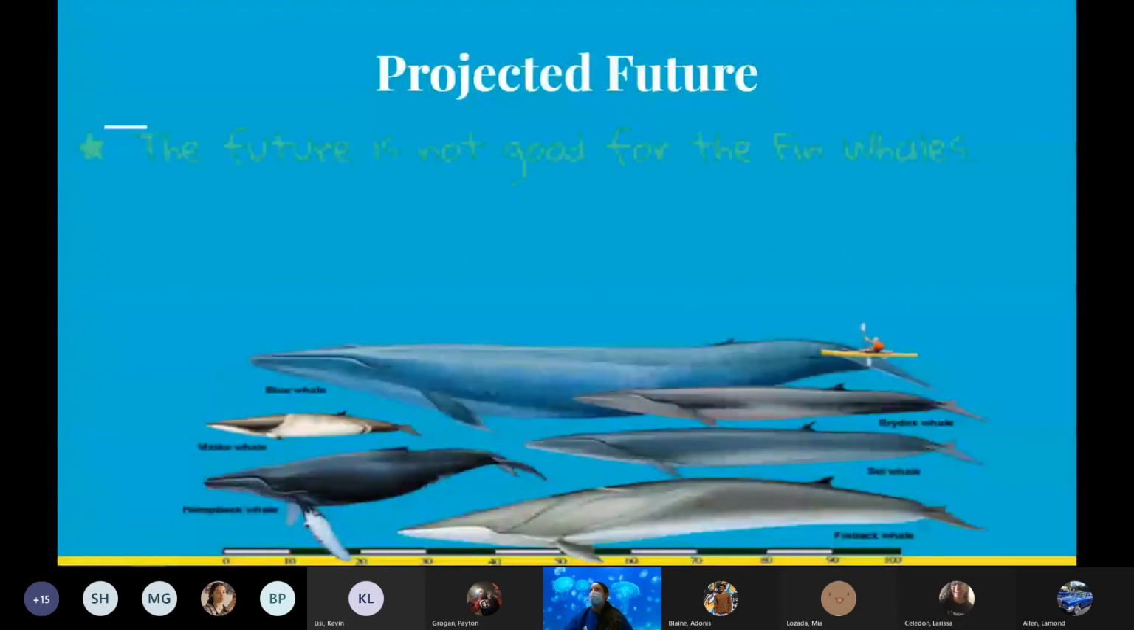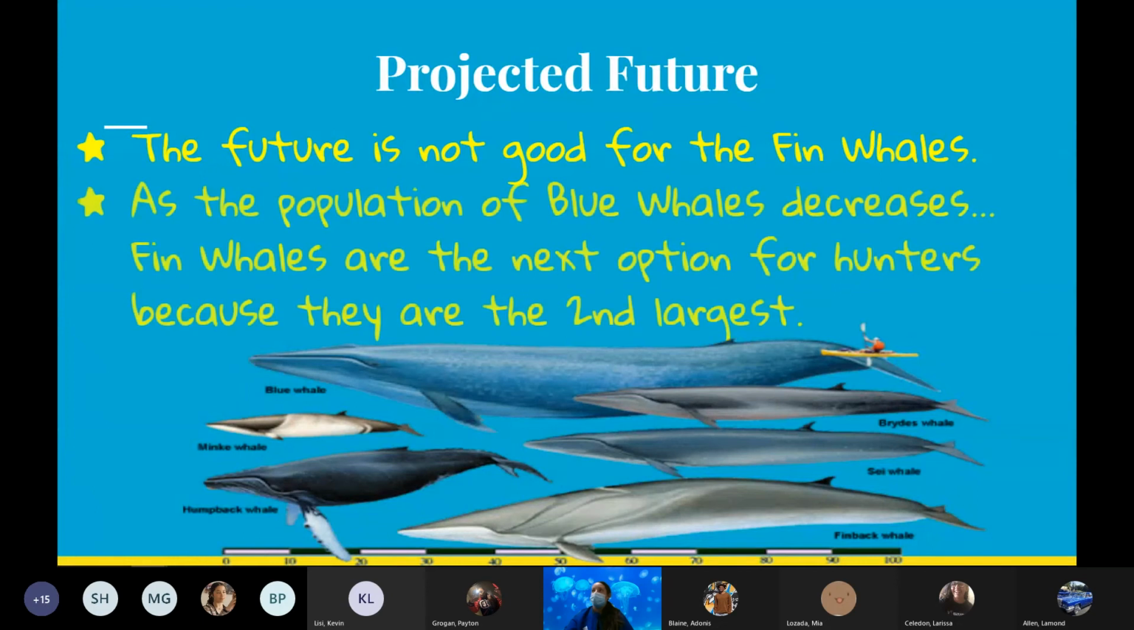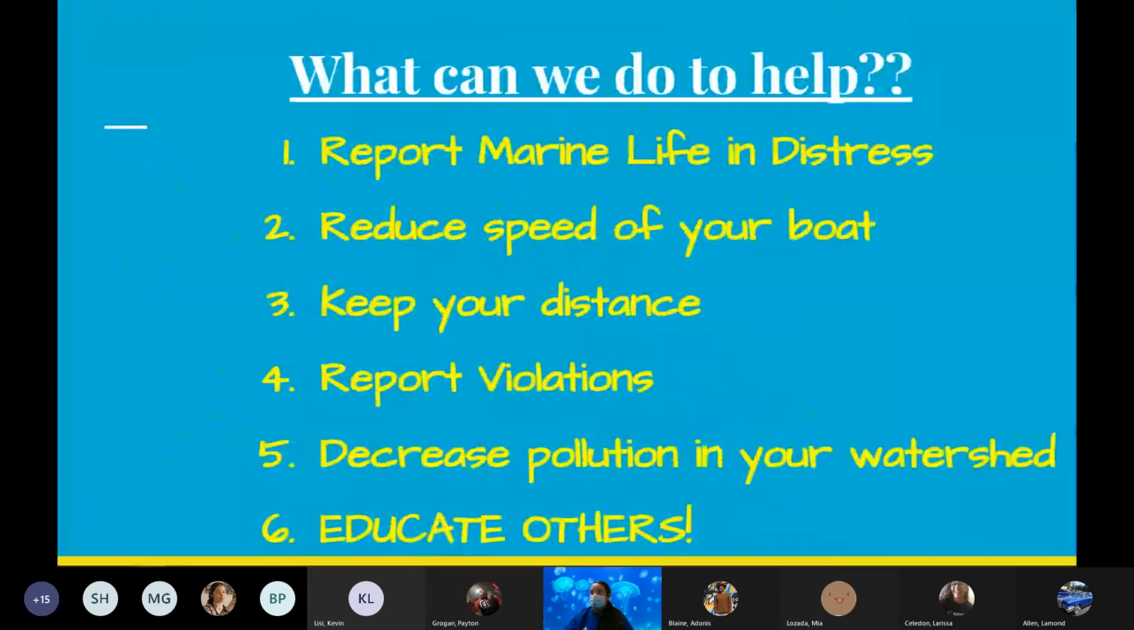How's their future looking? It's not good. As the population of blue whales decreases, which are the biggest ones here, the next best option to get the most meat and what you need would be the fin whales because they're the second largest. Then after that, they'll go for the sperm whales. Because they're just so massive, if we wipe out the blue whale population, the fin whales are next up. How can you help?